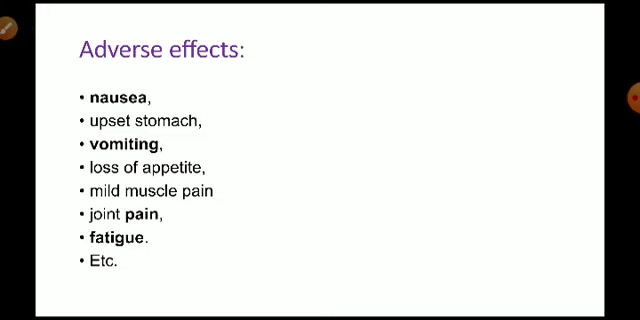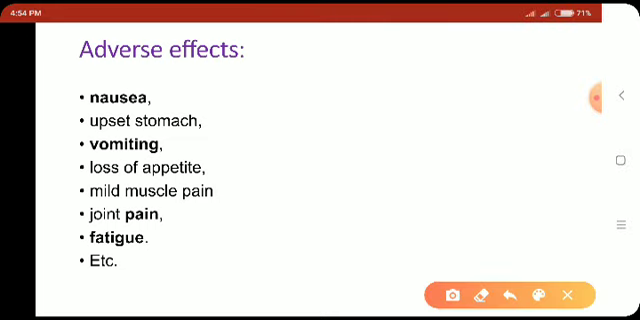Then adverse effect of pyrazinamide. Nausea, upset of stomach, vomiting, loss of appetite, mild muscle pain, joint pain or fatigue, etc. are the side effects of pyrazinamide.